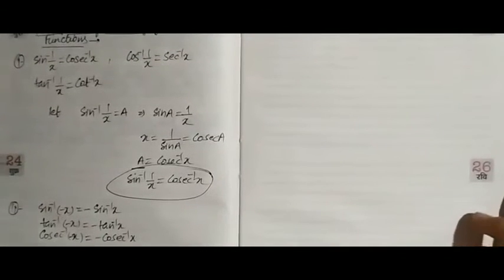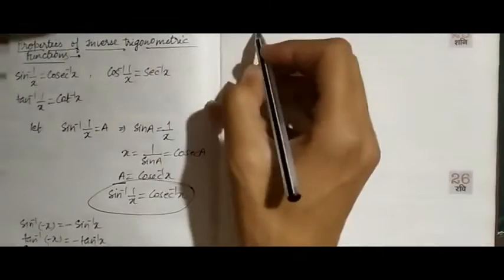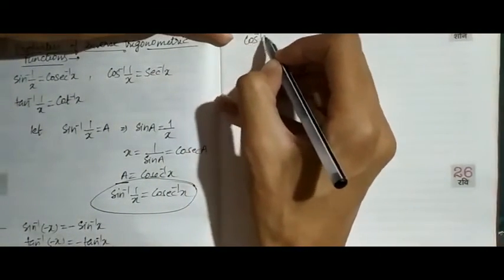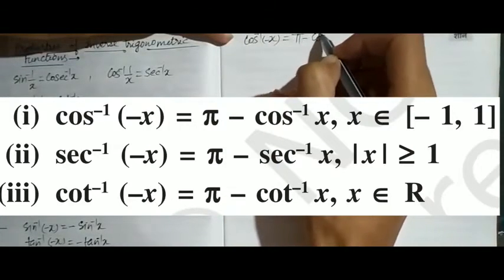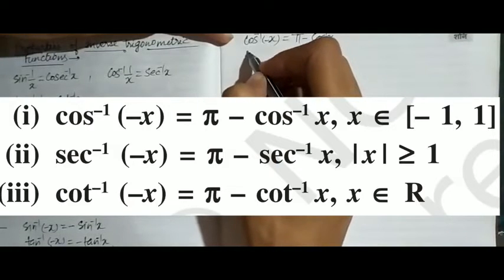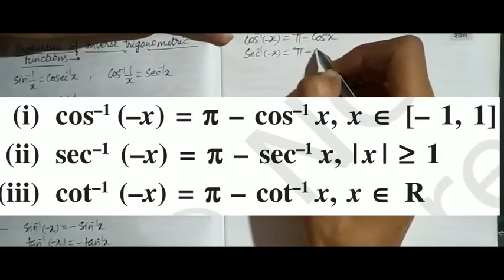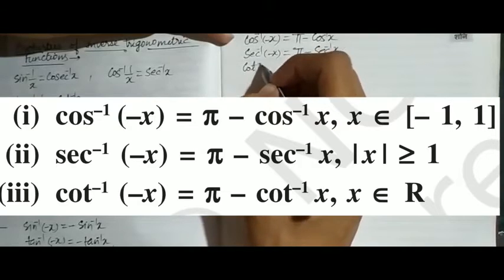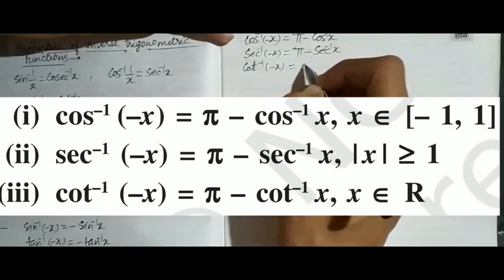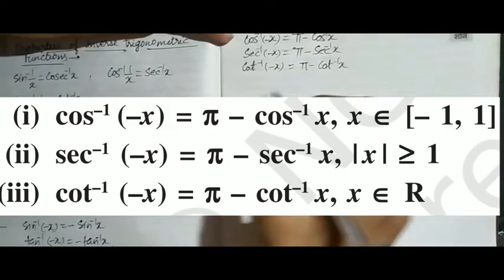Now we are going to discuss another formula related to the same pattern, like cos inverse minus x equal to pi minus cos inverse x. Similarly sec inverse minus x equal to pi minus sec inverse x, and cot inverse minus x equal to pi minus cot inverse x. How to prove them?